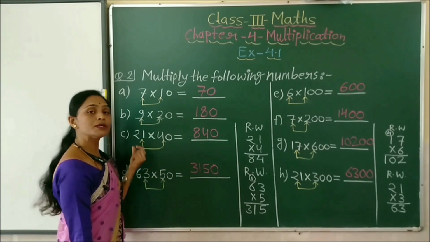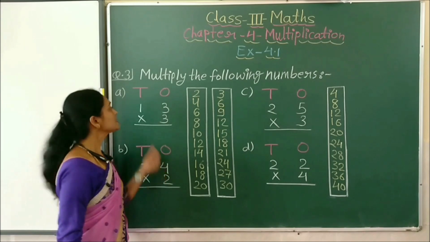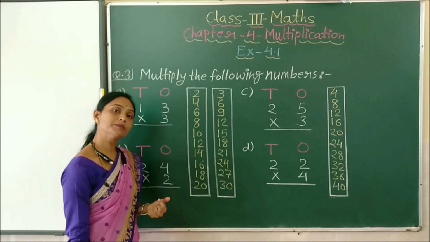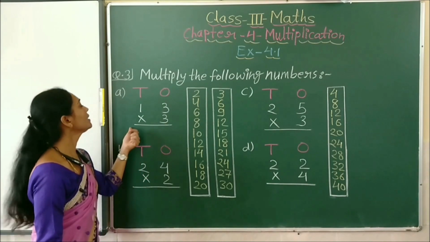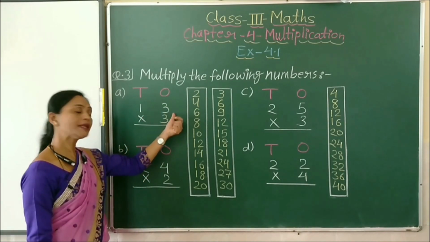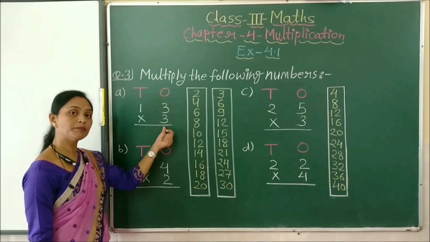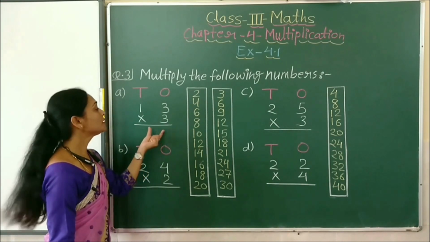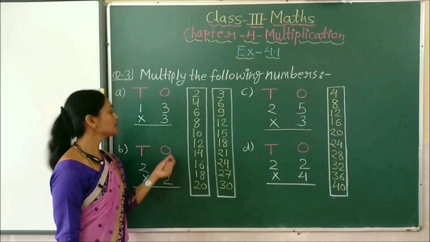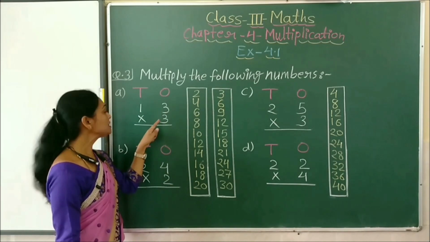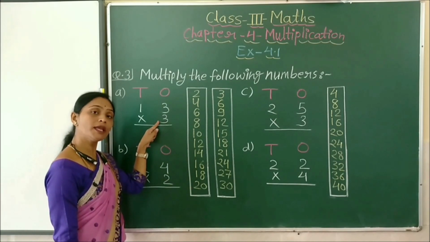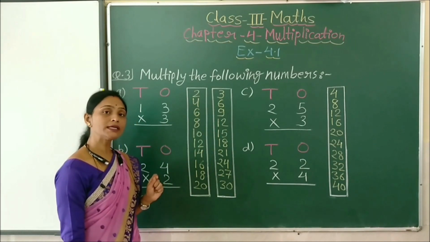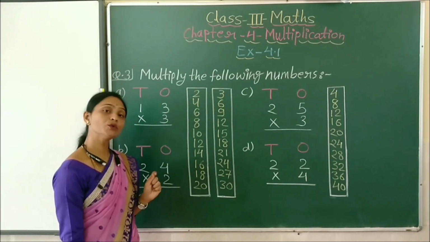Now we will see question number 3. Now let's solve question number 3. Multiply the following numbers. See children, now we have to multiply this 2-digit number with a 1-digit number. So see, to multiply numbers, first we should know tables. Yes, here we are multiplying with 3, means we should remember the table of 3. So here I have written this table of 3. But you have to learn tables, all the tables to 50.